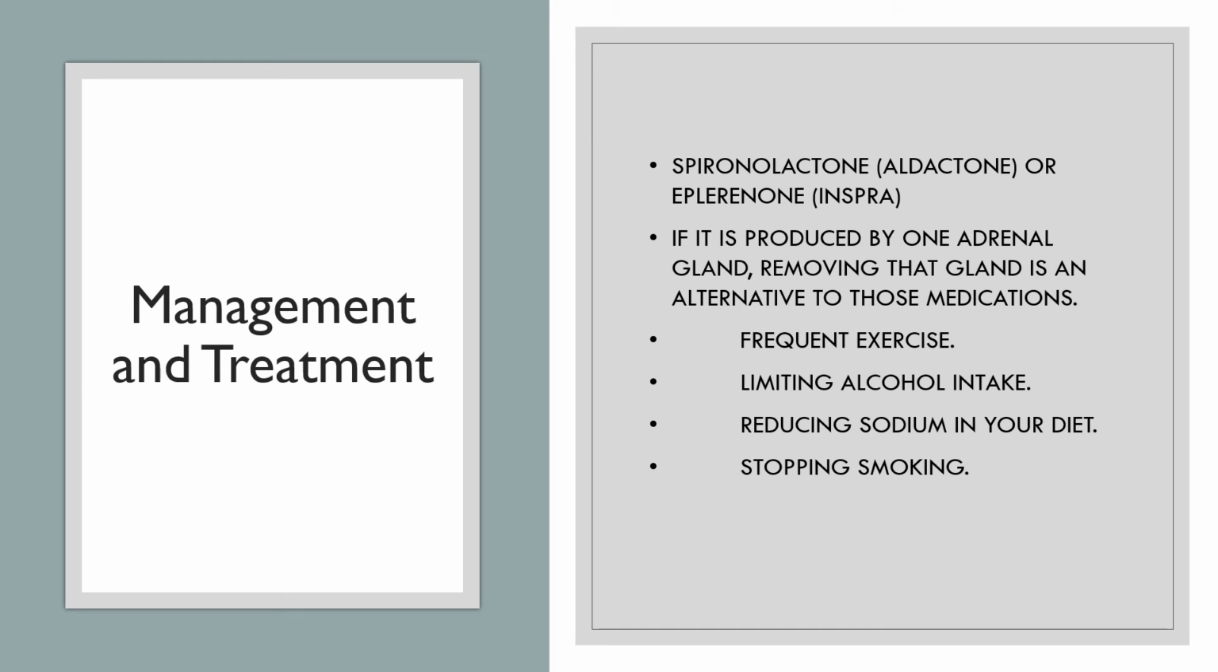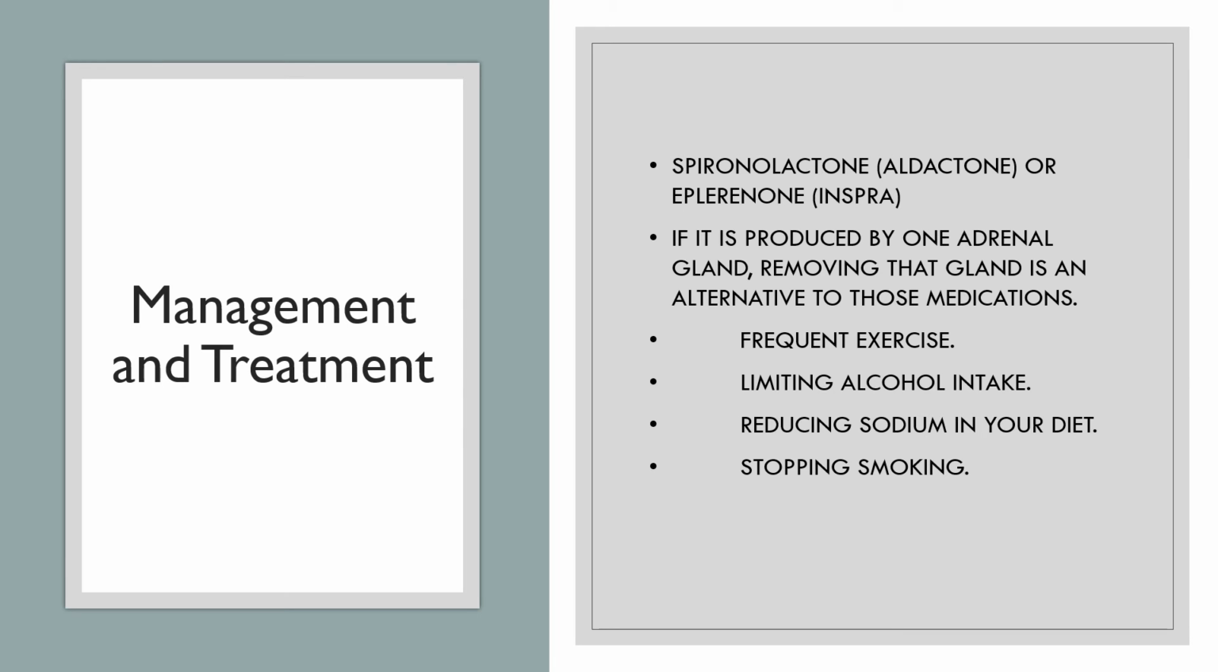Management and treatment of primary aldosteronism consists of spironolactone, or Aldactone, or eplerenone, or Inspra. Those are the two choices of treatment if extra aldosterone is produced by both adrenal glands. These drugs block the effects of aldosterone. If it is produced by one adrenal gland, removing that gland is an alternative to those medications.